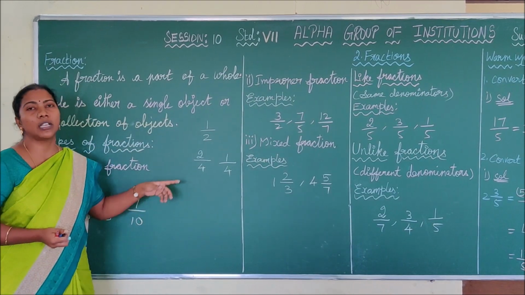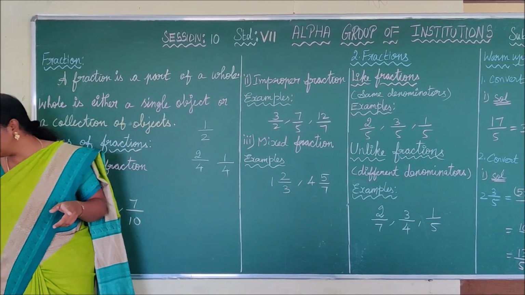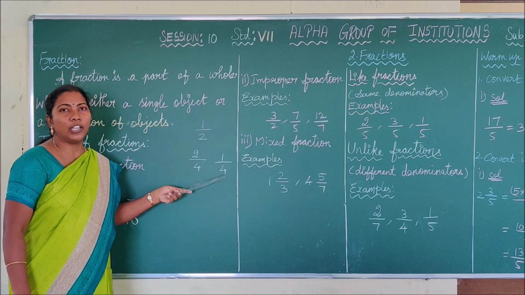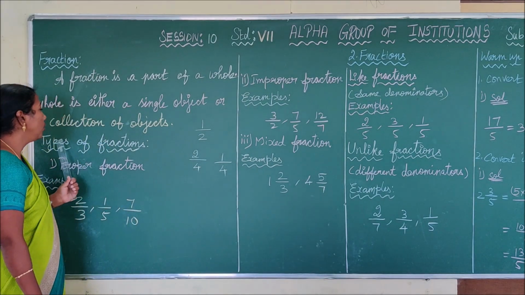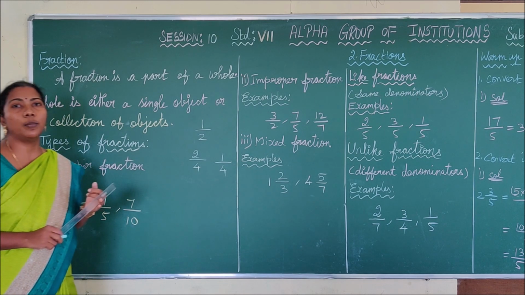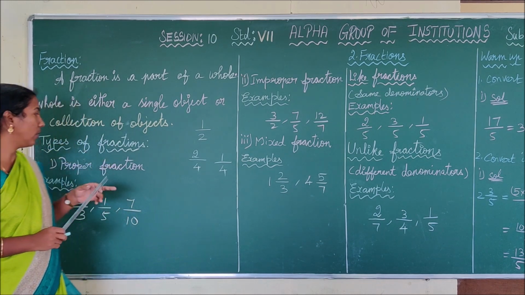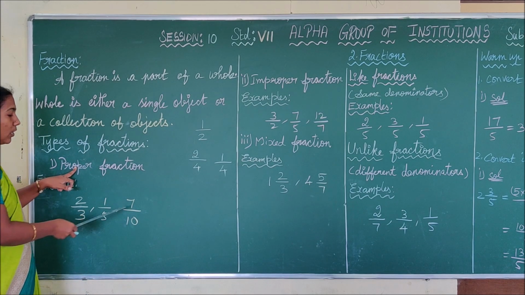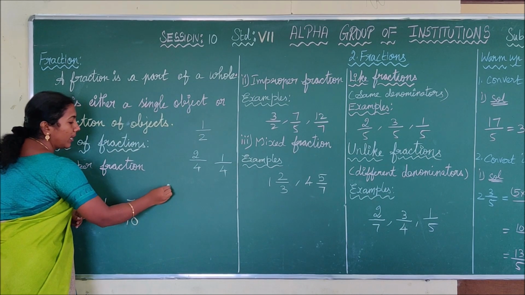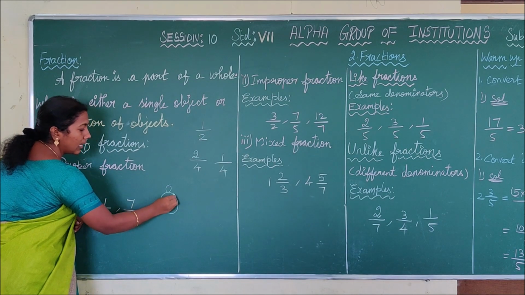This type of number is called fraction, and the number in this part is called numerator, and this is denominator. You have already known this. You have already known the types of fraction. What are the types of fraction? Proper fraction, improper fraction, and mixed fraction. What is meant by proper fraction? The numerator is smaller than the denominator.